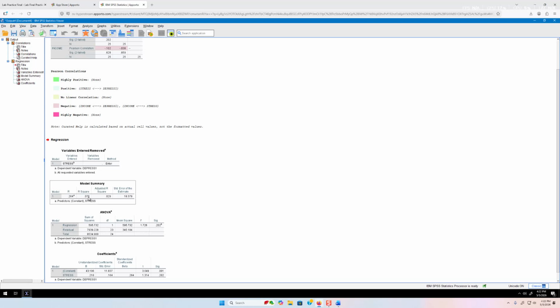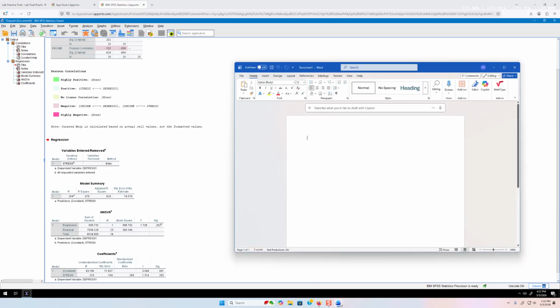Is this model even significant? That means, is it different than 0? So in the population, does it predict more than 0% of the variance? Here's the significance test. It's the ANOVA. You look at the F and you look at sig. So is this significant? The answer would be no. This is number 4. Not significant.